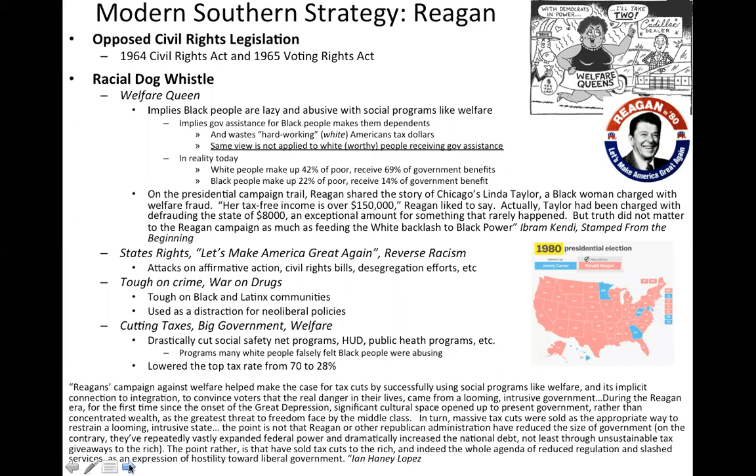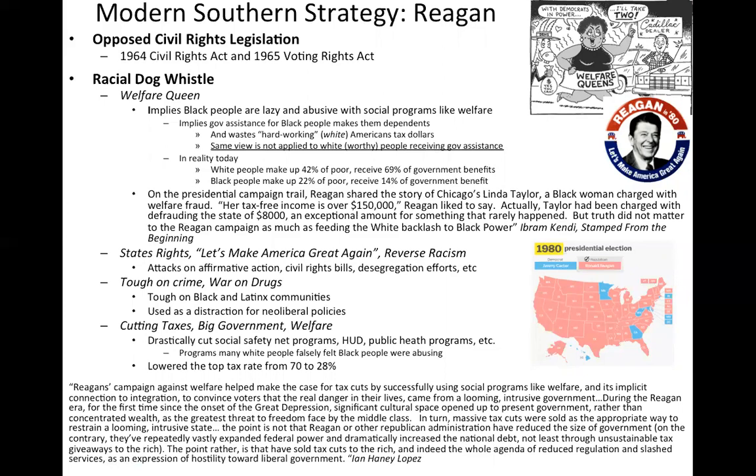A big one is the welfare queen. He would tell the story of this woman, Linda Taylor, who would steal hundreds of thousands of dollars from welfare. She was a Black woman who would buy Cadillacs and all this stuff. He would sell the story and it was totally made up. Linda Taylor was a Black woman charged with welfare fraud, but it was about $8,000.